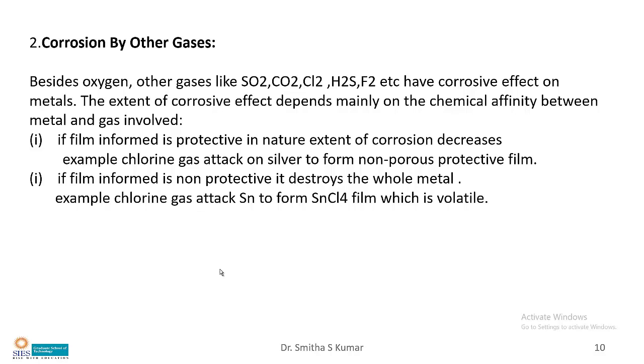As discussed in the Pilling-Bedworth rule, if the film formed is protective in nature, extent of corrosion decreases. For example, chlorine gas attacks silver to form non-porous protective film which prevents corrosion. Similarly, if the film formed is non-protective, it destroys the whole metal. Example, chlorine gas attacks tin to form tin chloride, which is volatile in nature. The chloride layer volatilizes as soon as it is formed, and the tin metal undergoes severe corrosion.